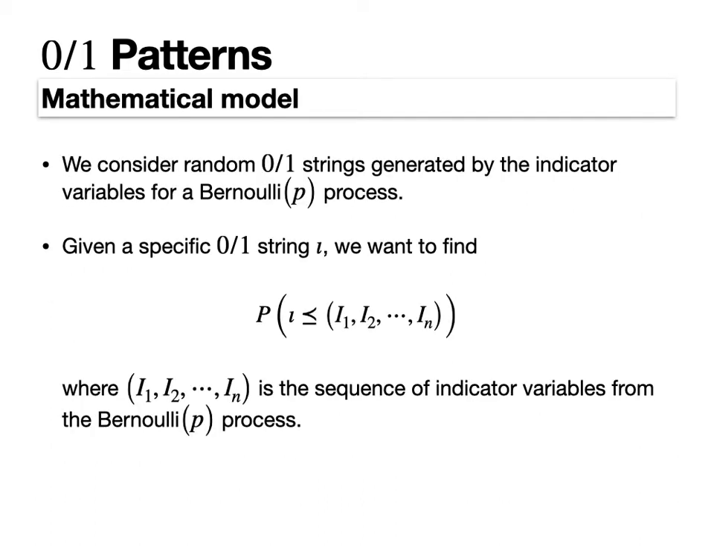So the mathematical model I'm going to consider in addressing this problem is, you guessed it, a Bernoulli process with success probability p. So given a specific 0, 1 string I, what I want to find is the probability that that substring I is contained in the success-failure string for the Bernoulli process of length n.